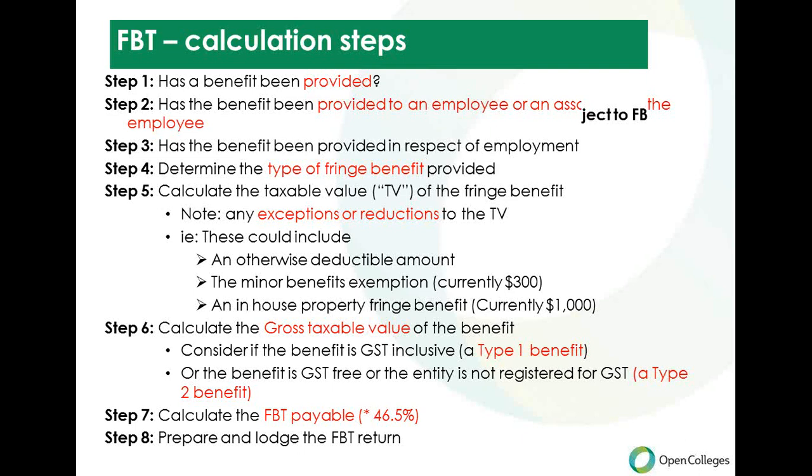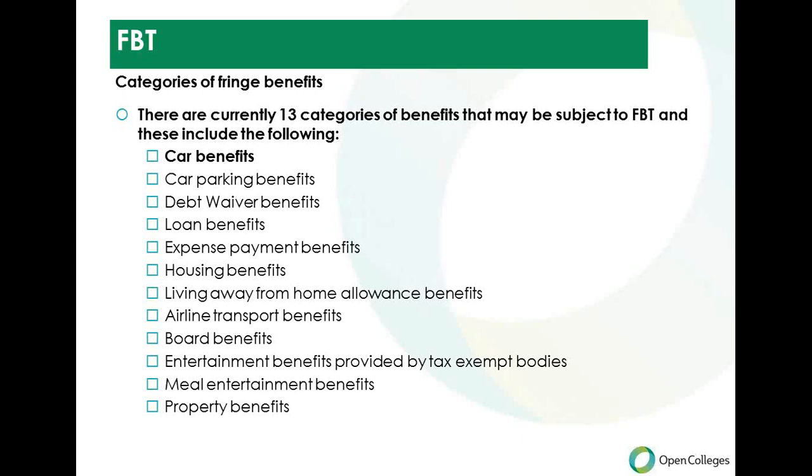Some of the things like loan benefits, expense payment benefits, a housing benefit, a board benefit, meal entertainment, and property benefits as some other examples. We're going to focus on cars today because that is what is in your assessment. And remember that a car fringe benefit arises when a car is held by an employer and is made available for private use by an employee or an associate of an employee.